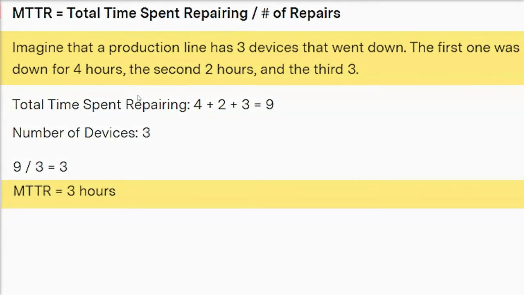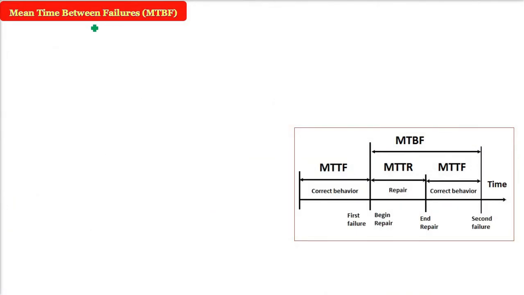Mean time between failure. First of all, it is a mean, so you need to take the average. Once a failure happens, you need to repair it, and then there will be correct behavior. In between that, there will be some time. After one failure, and whatever time it takes to repair and return to correct behavior, there will be another failure. So the time between two failures is the mean time between failures.